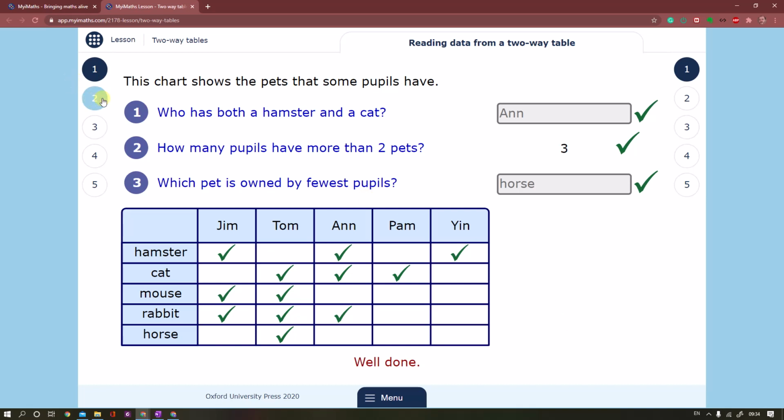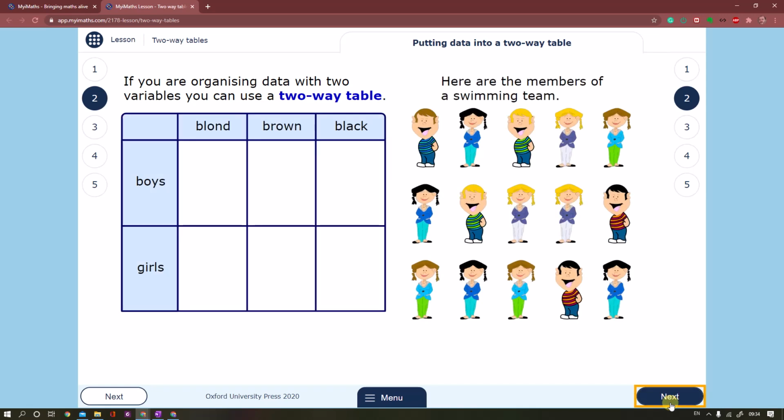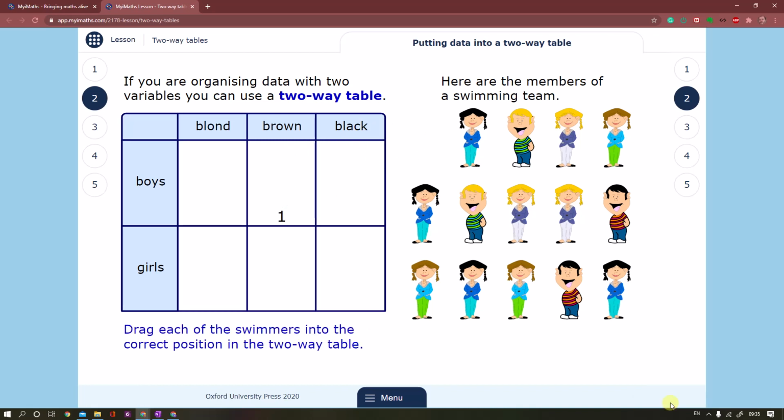Now, a two-way table often just shows the numbers of people who are in a section. So here, remember the swimming team, we're going to put those people into the various places. So brown-haired boy goes in with brown, and we count it. Drag each of the swimmers into their right place. Well, I'm going to do it by type.